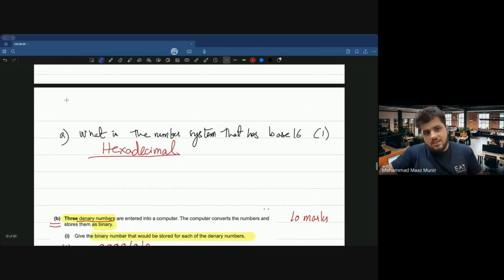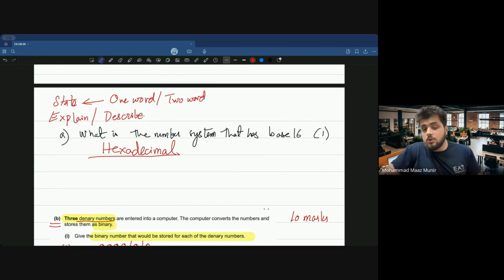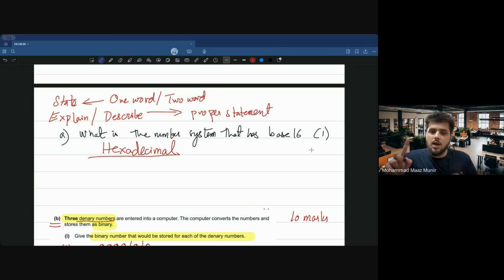But for now, if it says state, usually the questions are like state. State means one word answer, or maybe a two word answer. When it says something like explain or describe, if you have either of the two words, then you need to write proper statements. But right now, I had the question, what is the number system that has base 16? 1 mark, just write the word hexadecimal. You don't need to explain it in lines.